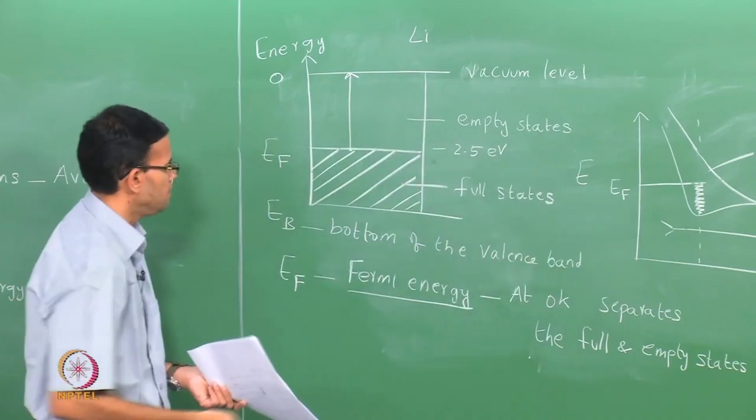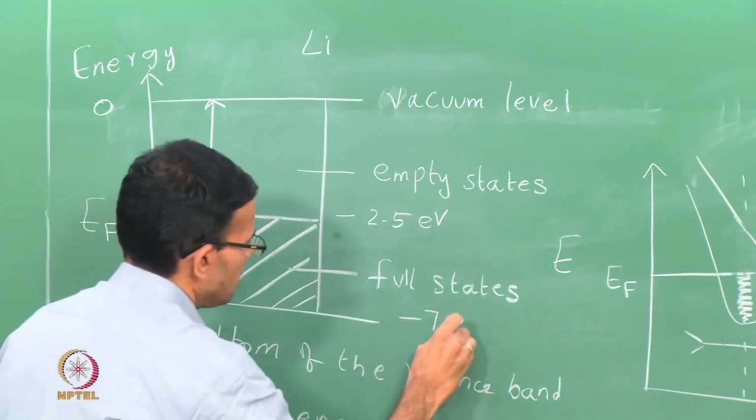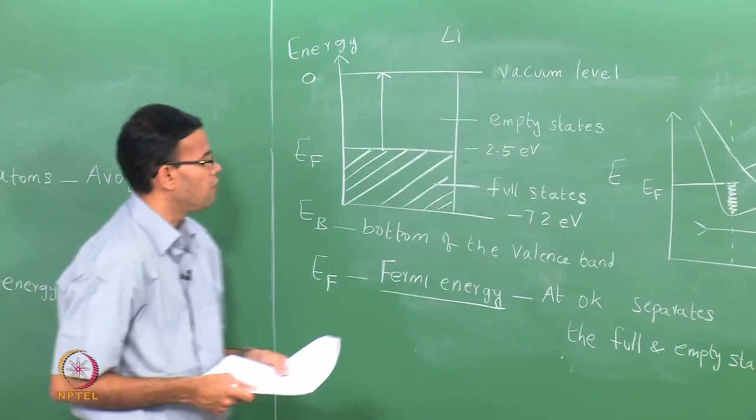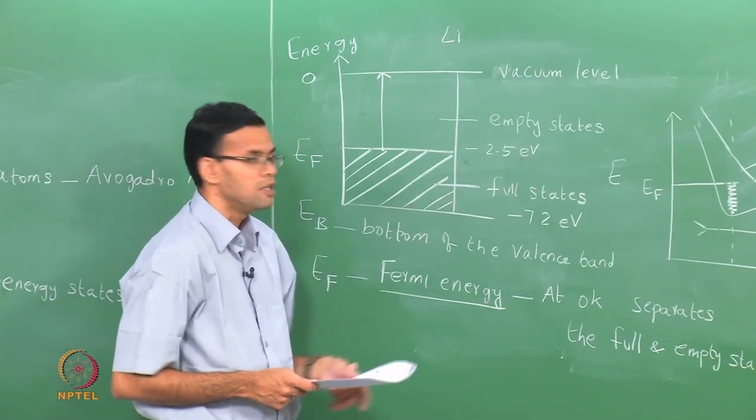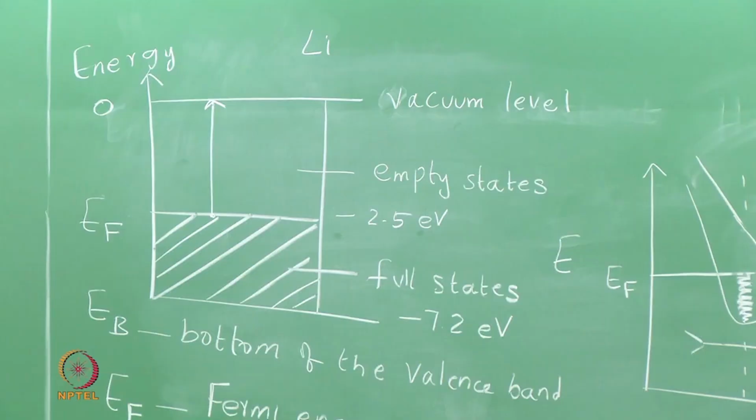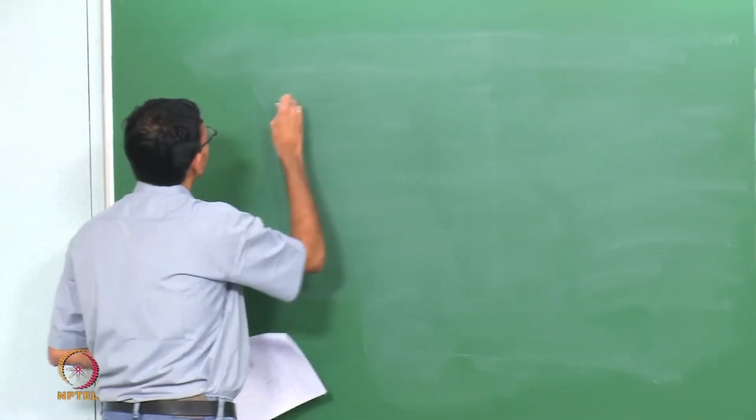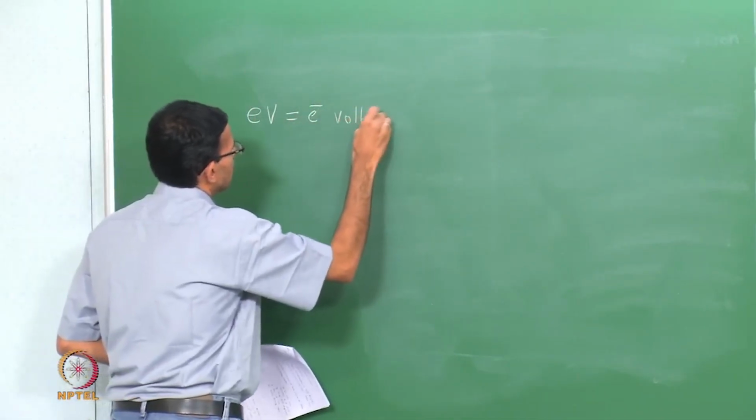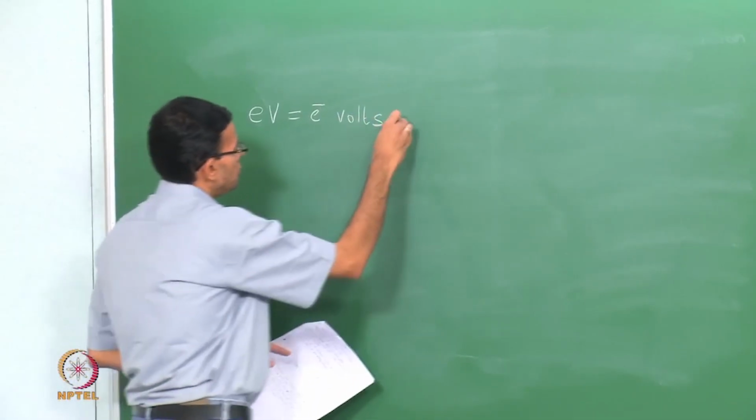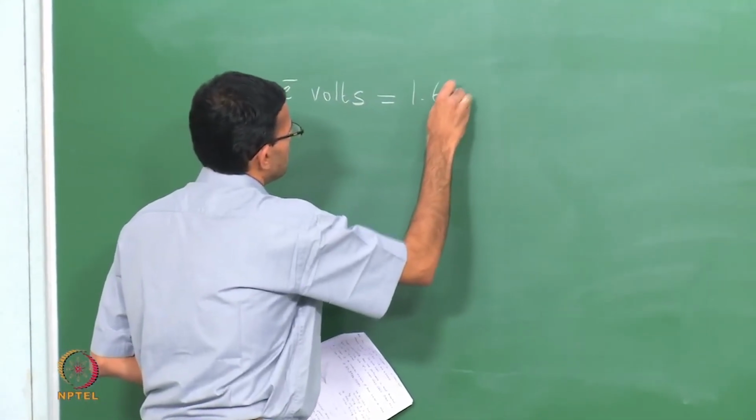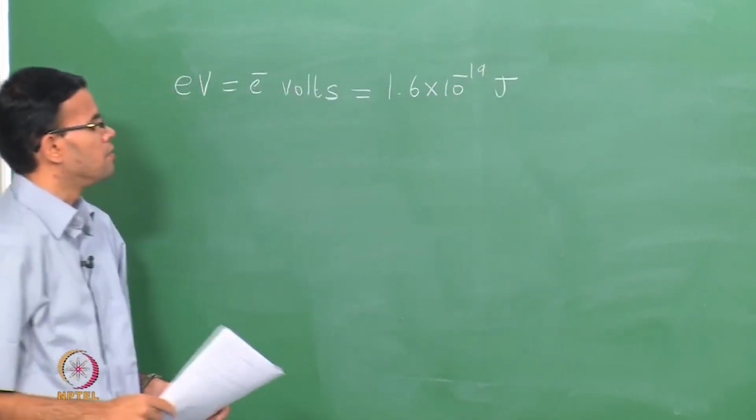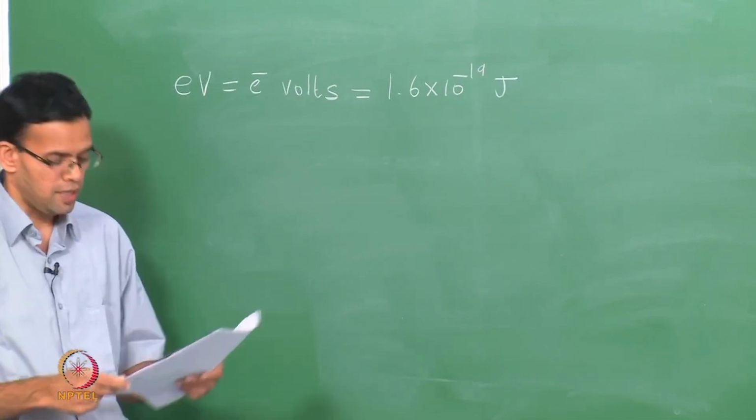In the case of lithium, EB has a value of minus 7.2 eV. The units of energy that I use here, eV, is called electron volts, and is related to the energy in joules by the expression 1 eV is 1.6 times 10 to the minus 19 joules.